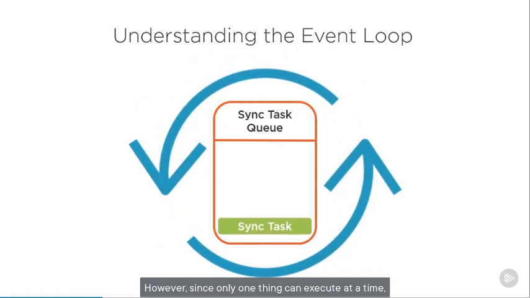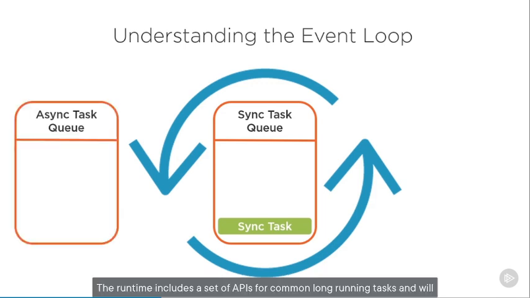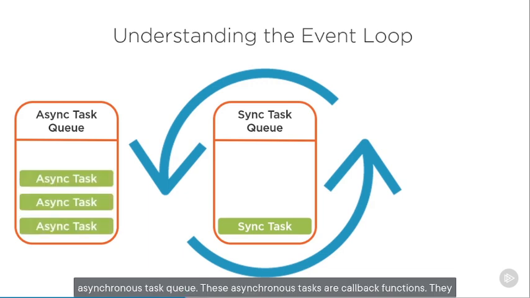However, since only one thing can execute at a time, relatively long-running tasks like disk I/O or network calls will block any other code from executing if you run them synchronously. The Node runtime, and web browsers for that matter, minimize this blocking by allowing us to execute code asynchronously. The runtime includes a set of APIs for common long-running tasks and will execute them for us and notify us when they're done by adding tasks to an asynchronous task queue. These asynchronous tasks are callback functions. They exist to call back into our single thread of execution and run some code that we write to process the results of the API call.